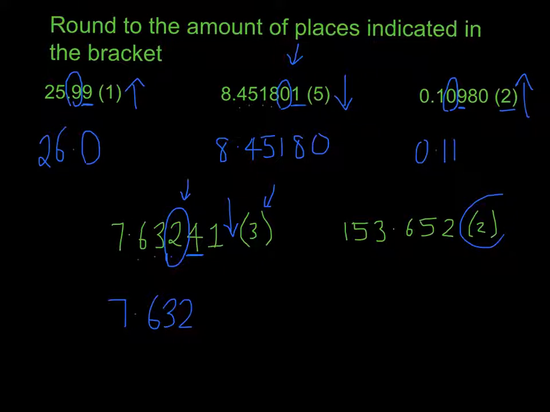This one we are rounding to 2 decimal places. So we'll go and find the number in the 2nd place after the decimal. 1, 2. Look 1 number to the right. We'll see that it is a 2 as well. So we're going to round down, meaning that this one will stay the same. So 153.65.